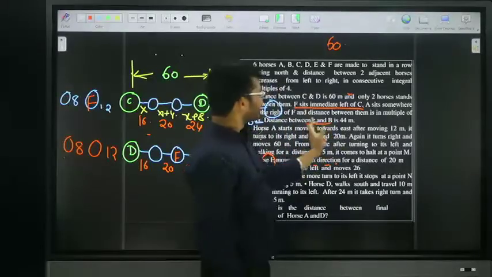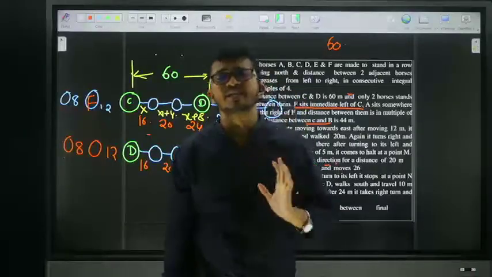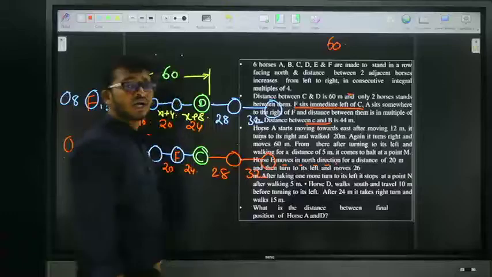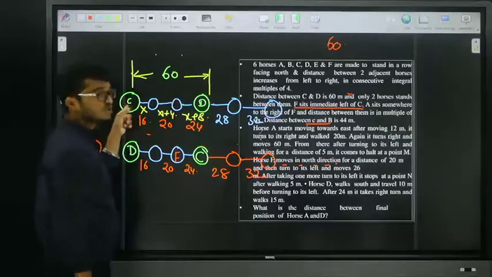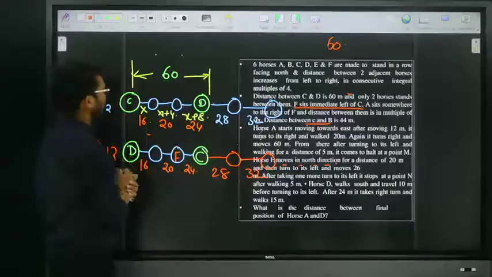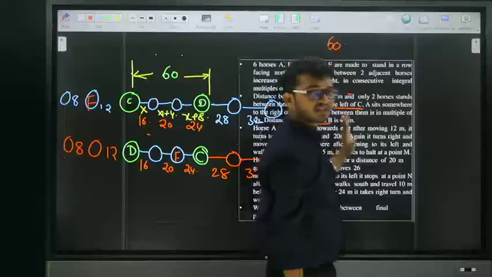Take this point and see here. Distance between C and B is 44. Friends, here we already know C's position, but now they mention the distance between C and B is 44.